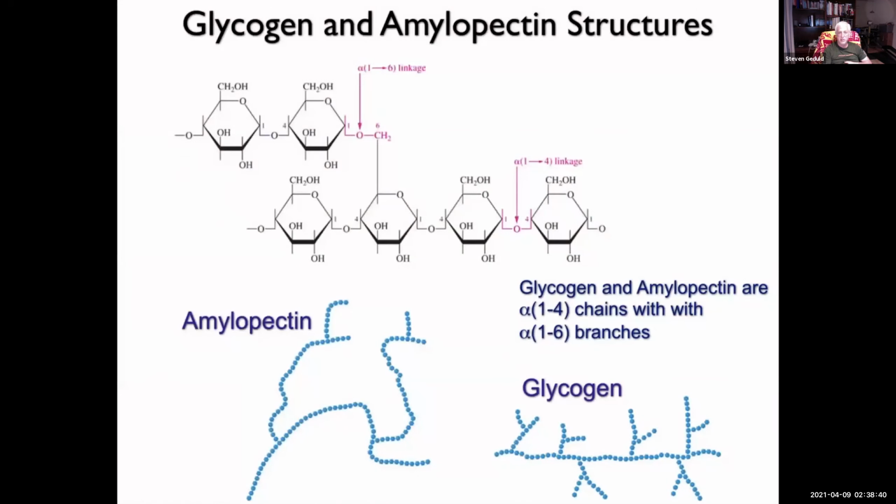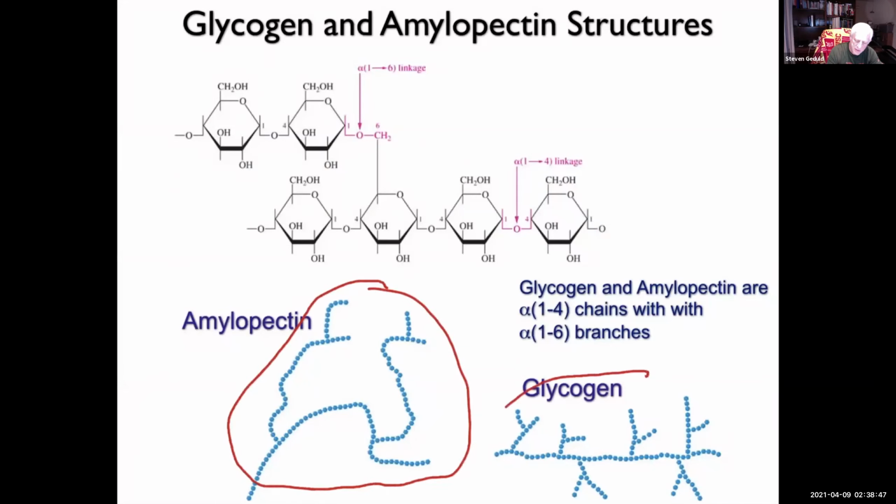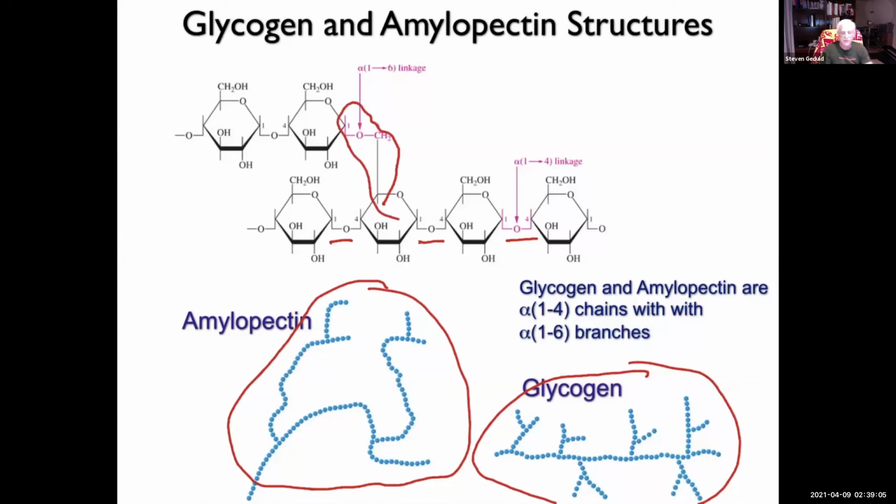So glycogen and amylopectin, this is amylopectin here. You can see how it has branches, runs about 20, 25 units. And this is glycogen, about every 10 units, it forms another branch. Okay, but they're both the same. They both have alpha 1,4 glycosidic linkages that form a linear structure, and then alpha 1,6 linkages that form the branch in the structure. So amylopectin and glycogen are very similar.